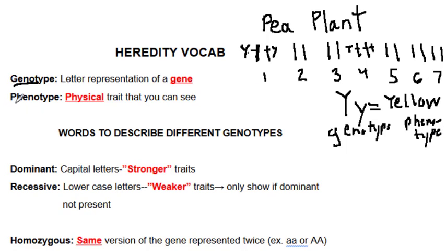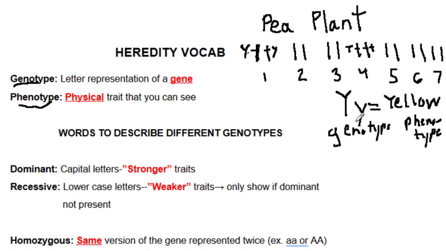And you can see that word's right here. Phenotype is the physical trait you can see. So there's the genes you can't see inside the cells of the plant. You can't see the genes. You can see the physical trait, you can see the yellow. So a genotype and a phenotype. This is the genotype, phenotype.